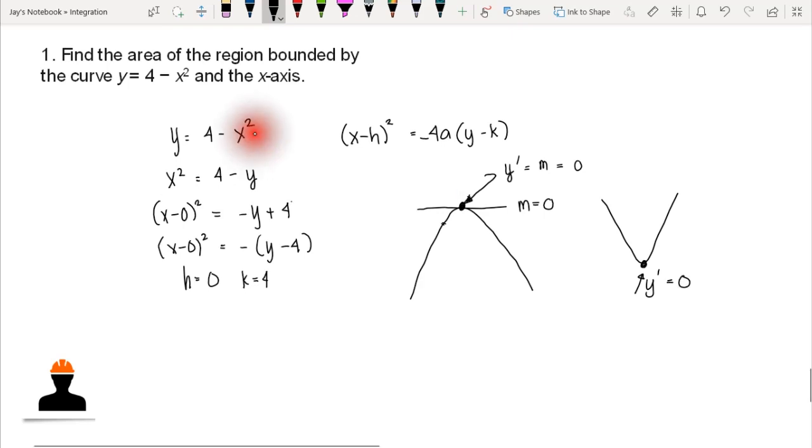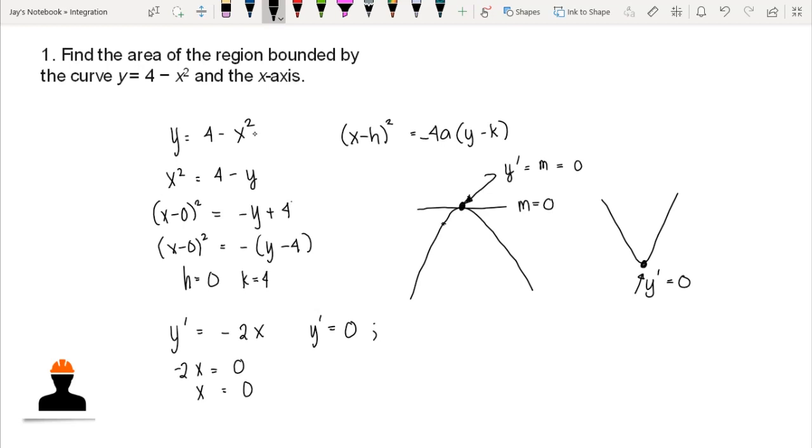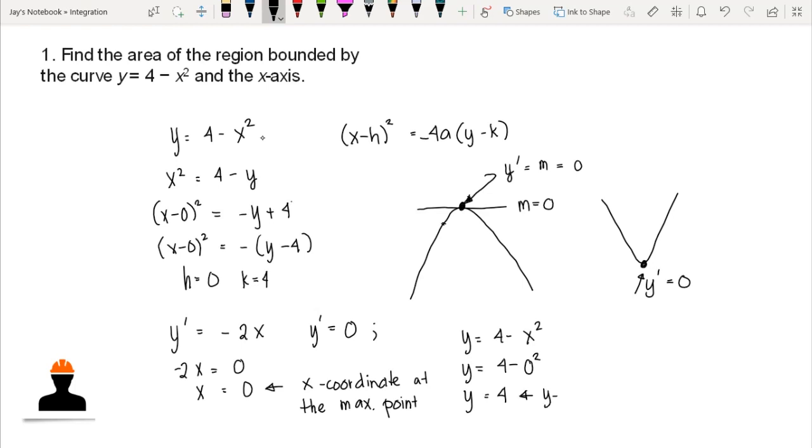So we can differentiate this equation, then we have y' = −2x, correct? Now, at y' = 0, we have x equal to 0 as well. So this is the x coordinate at the maximum point. For the y coordinate, we just need to substitute the value of x in our original equation. That is, y = 4 − x², and our x is 0, so y = 4. This is the y coordinate at the maximum point. So we have our vertex coordinate, which is at (0, 4).